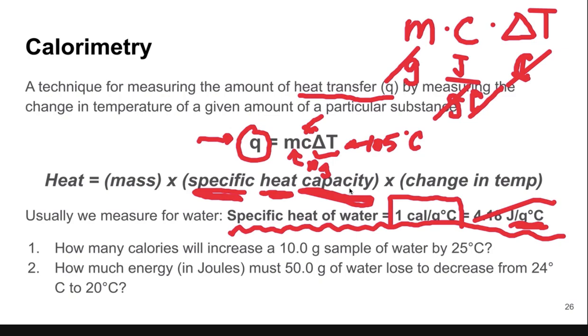So there are 2 practice questions you can think about. I'll do the first one. Well, I would just plug it in. I'd plug in this for mass. 25 degrees Celsius is the change in temperature. And I have my specific heat right above. And then I can calculate the calories. So 10 times 1 calorie per gram Celsius times 25 should be 250 calories.